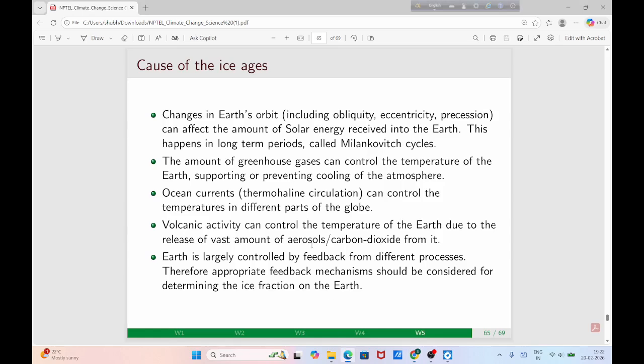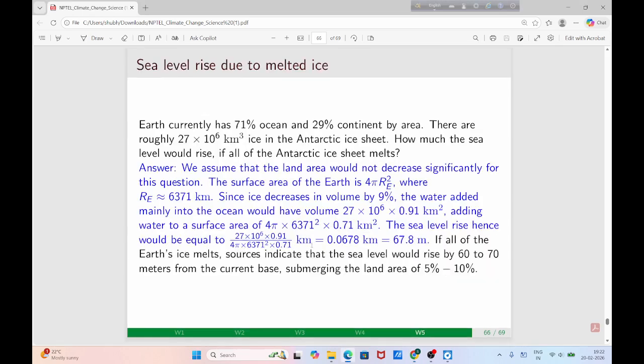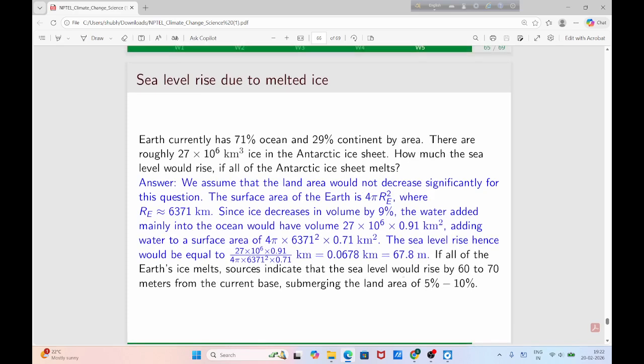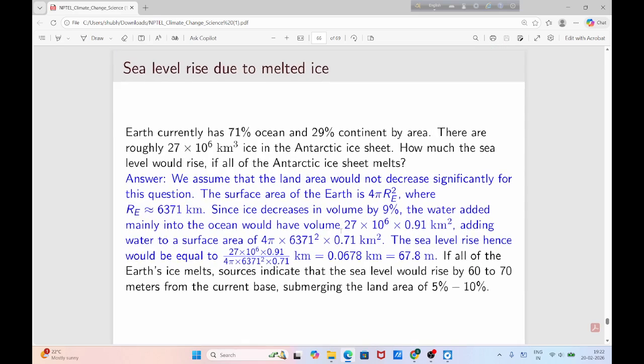Okay, now I have a math question that I would like you to solve. I will translate into Hindi afterwards, but I will first explain in English. Earth has currently 71% ocean and 29% continent area. There are 27 times 10 to the power 6 cubic kilometers of ice in the Antarctic ice sheet. How much would the sea level rise if all the Antarctic ice sheet melts? That is the question.